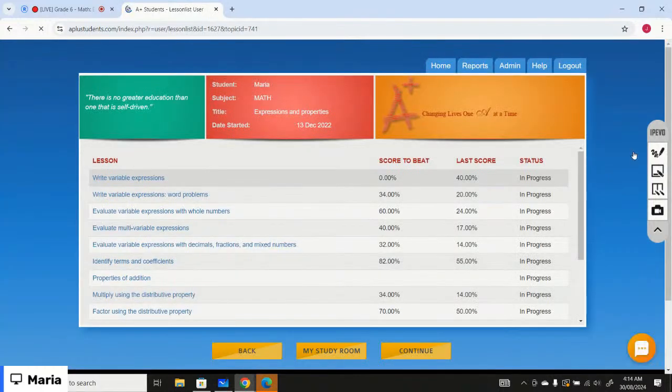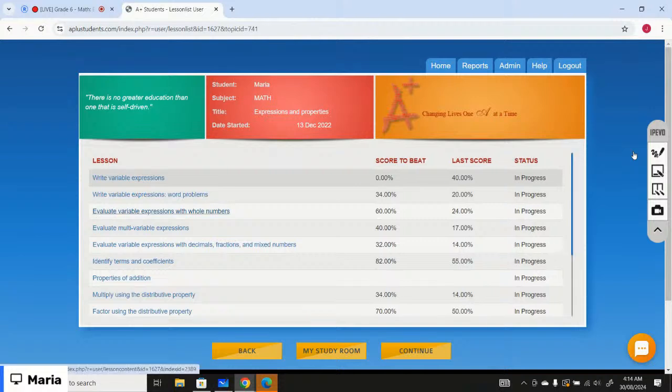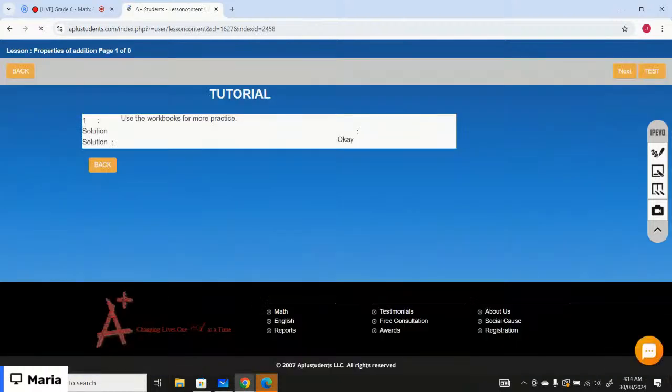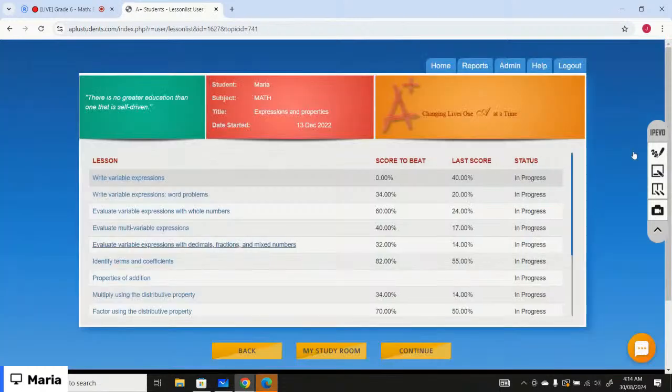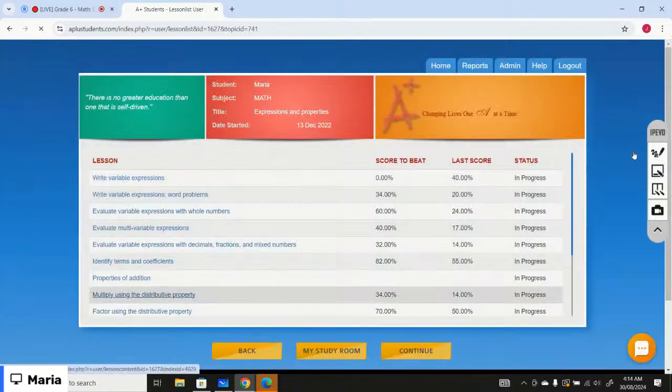The next lesson is properties of addition. Let's just start with the lesson. The next lesson is that is multiply using the distributive property.